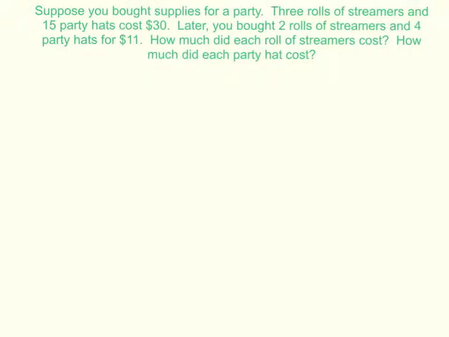So the first example, suppose you bought supplies for a party, 3 rolls of streamers and 15 party hats cost $30. So I can write an equation. 3 streamers, so 3 times the price of the streamers, plus 15 party hats times the price of the party hats will give you a total of $30.